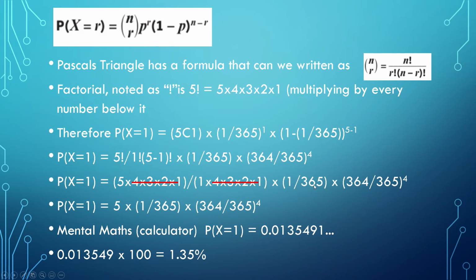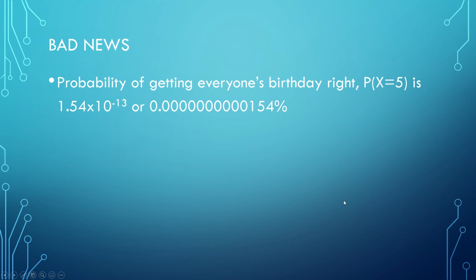With some very easy mental maths or a calculator, you'll find out the probability that I guess one birthday right is 0.0135491, and multiply that by 100, 1.35%. However, the probability of getting them all right would be 1.54 times 10 to the minus 13, or 0.0000000000154%. Let's hope that's the amount of noughts.